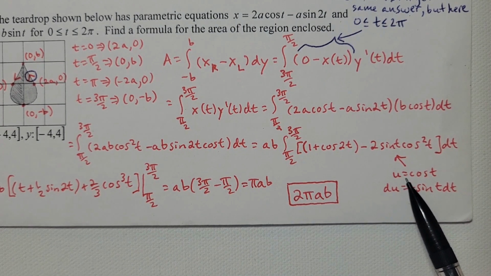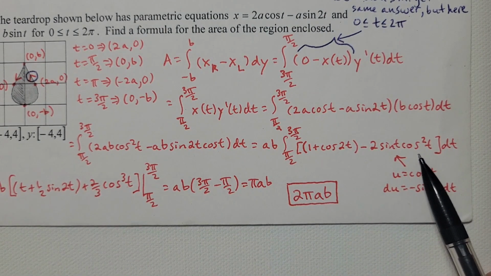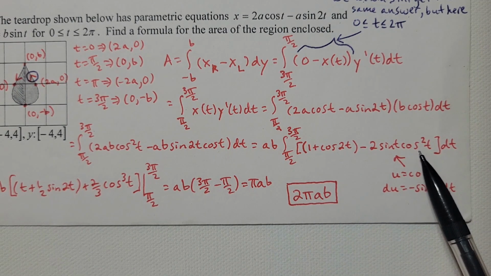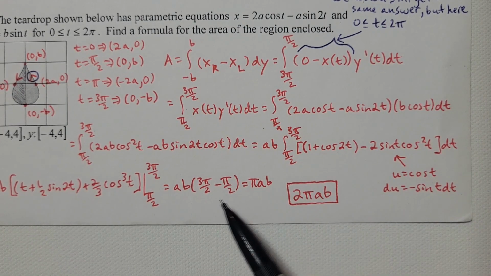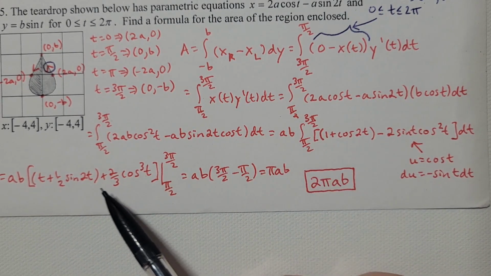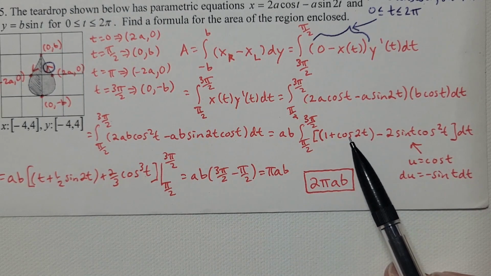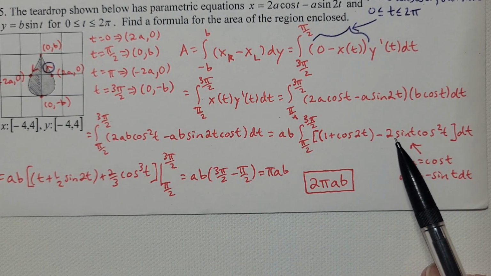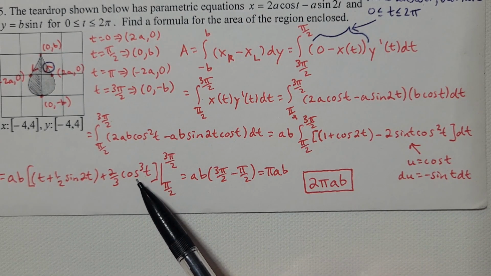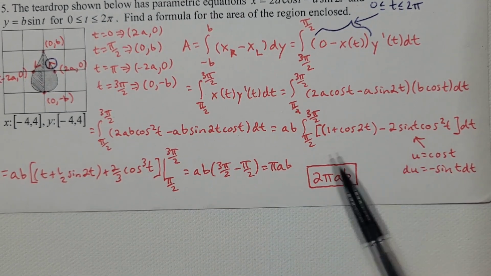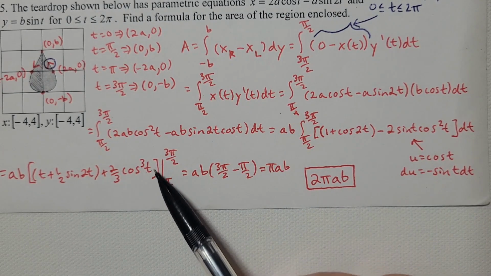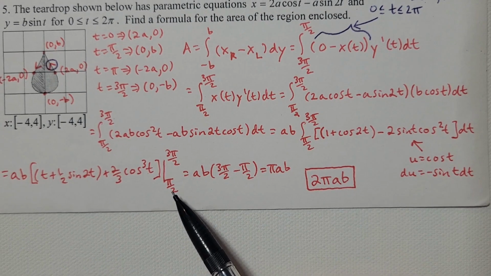If I use a u substitution on this other part, u is cosine t, du would be negative sine t dt. So I'd be integrating u squared du, right? All right, so the antiderivative is going to be a times b times t times 1/2 sine of 2t plus the antiderivative of u squared, which would be 1/3 u cubed. Okay, the 2 is right there in front. So 2/3 times u cubed. U is cosine t. And then we're evaluating this from pi over 2 to 3 pi over 2.